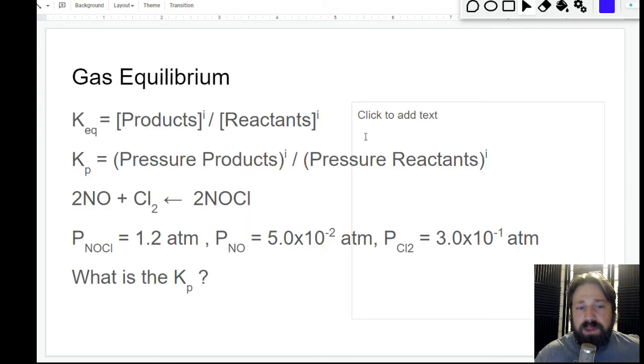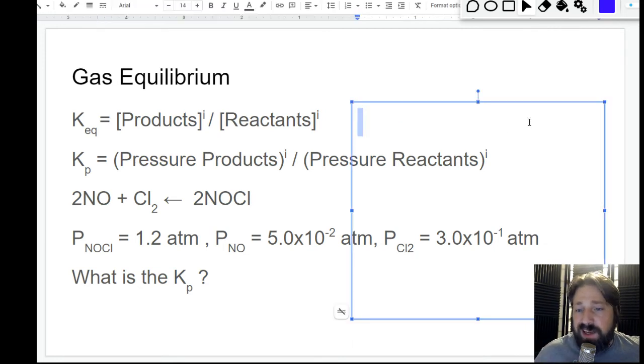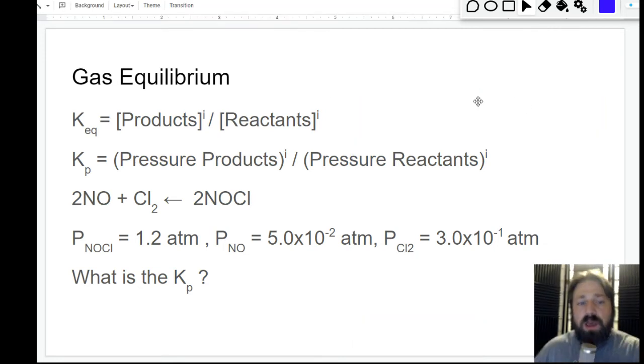So we can do the same thing with gases. Now, instead of doing concentrations for gases, we can also use pressure. Basically, the partial pressure of gases can be used in a very similar manner. It's the same idea: it's still products over reactants, still raised to their coefficients. All of it's the same. The only difference is instead of using molarity, we're going to be using atmospheres or PSI or torr, whatever you want to use.